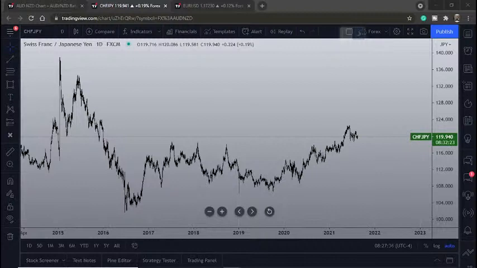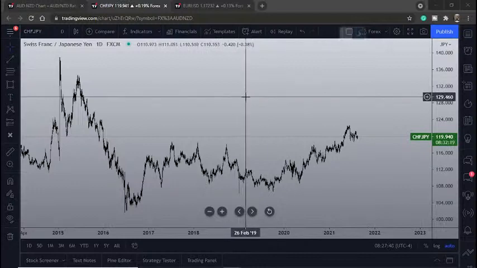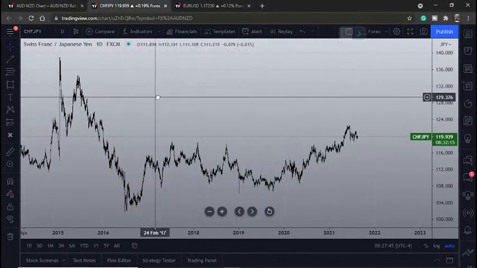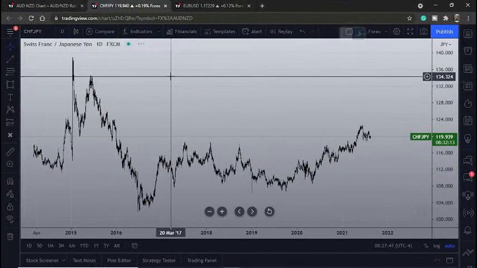Swiss franc yen. It's not really a market I trade, to be honest with you. I was thinking about the CAD Swiss. Sorry.